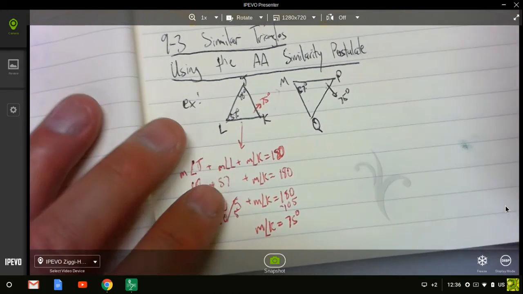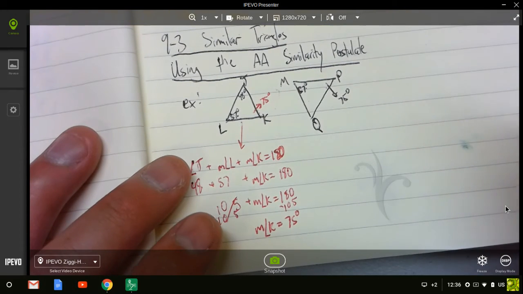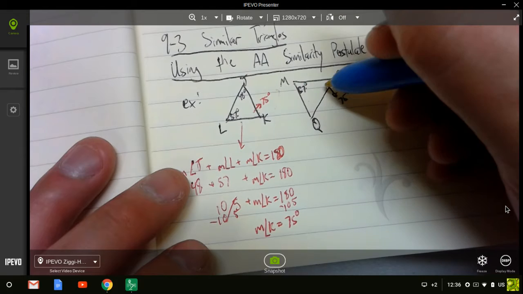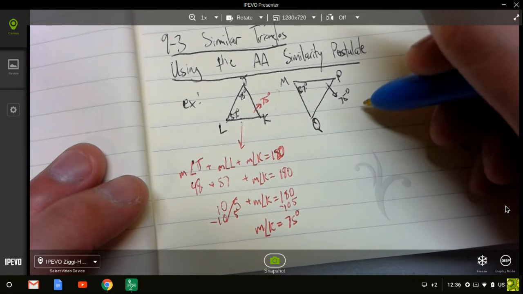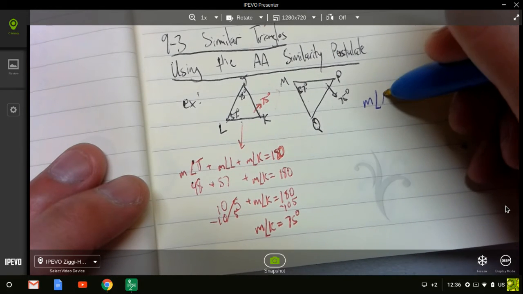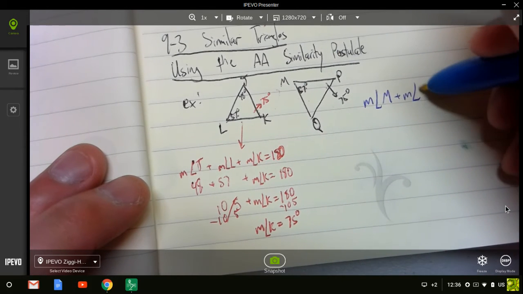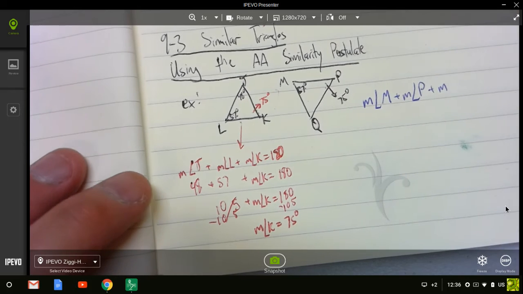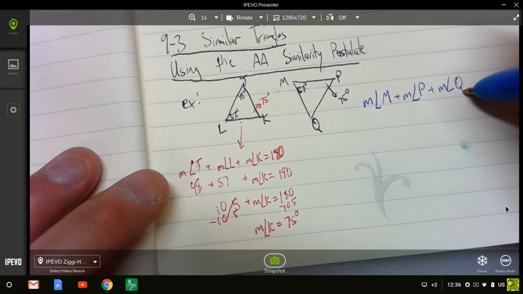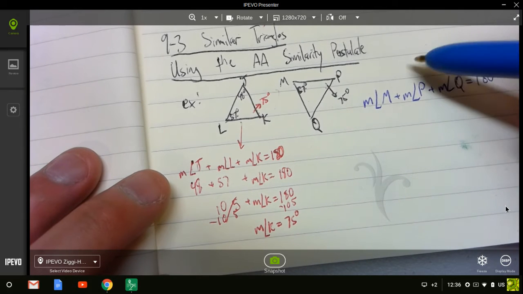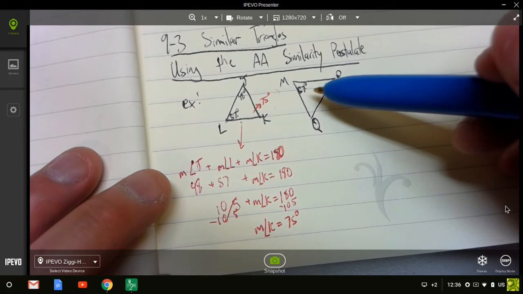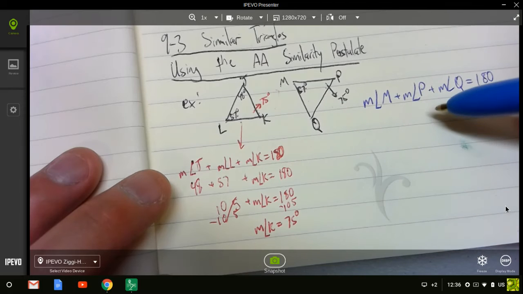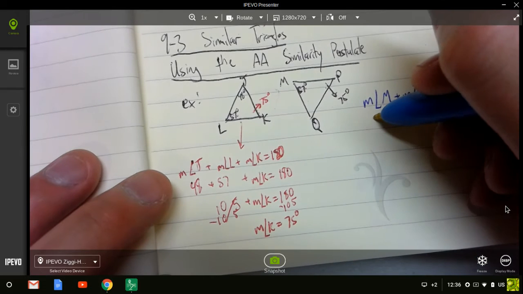Okay, but let's just prove that. So I don't know if we're convinced. So let's just double check on here. The same thing here. All the angles have to add up to 180 degrees. Let's write that out. The measure of angle M plus the measure of angle P plus the measure of angle Q all have to add up to 180. The only things that we know so far are that the measure of M is 57, the measure of P is 75 degrees. So let's go ahead and substitute that in.